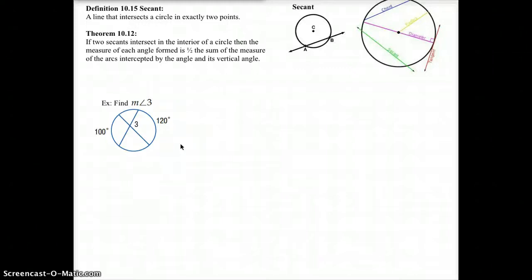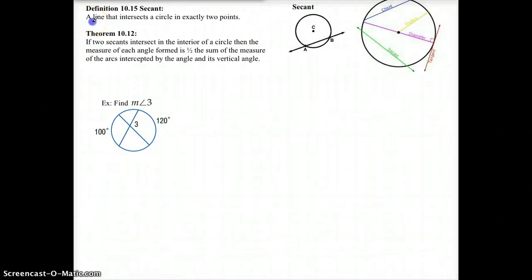Okay, today we're going to talk about section 10.6. 10.6 is about secants and angles. So let's start with the definition of a secant. A secant is a line that intersects a circle in exactly 2 points.